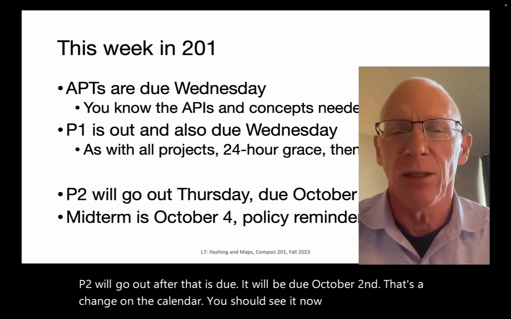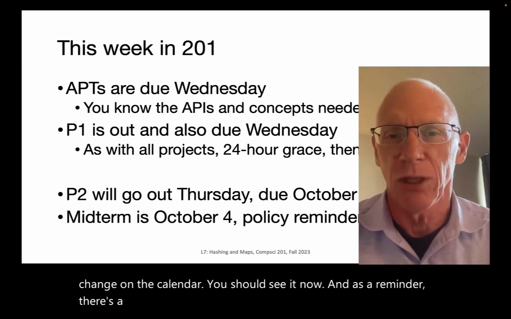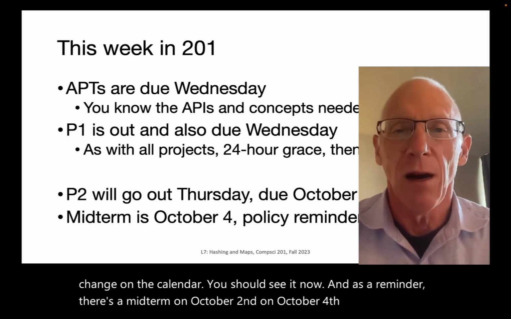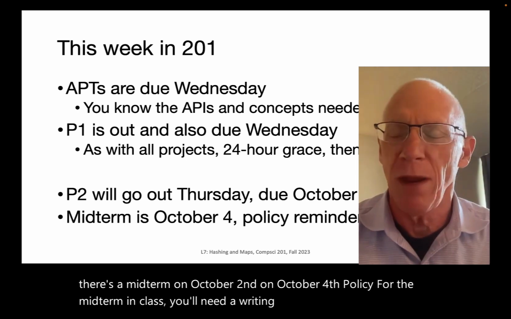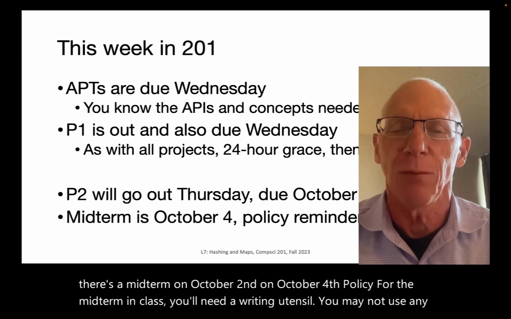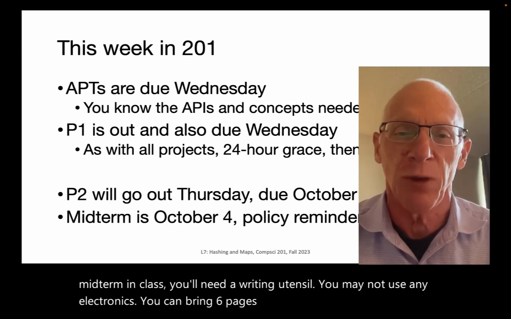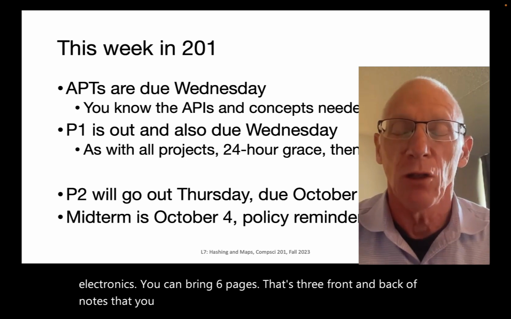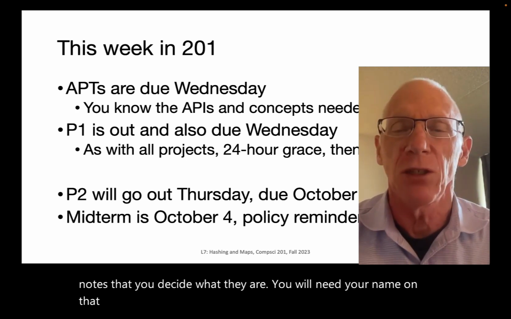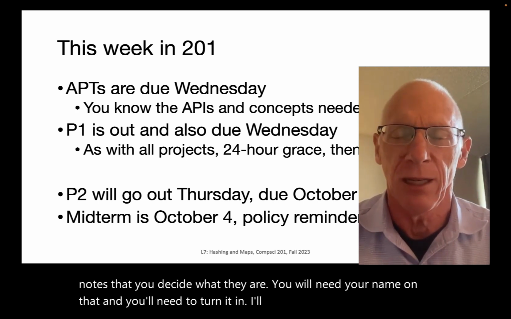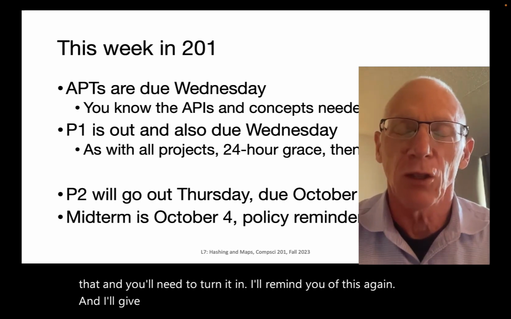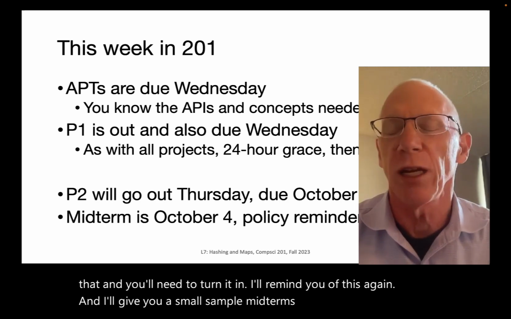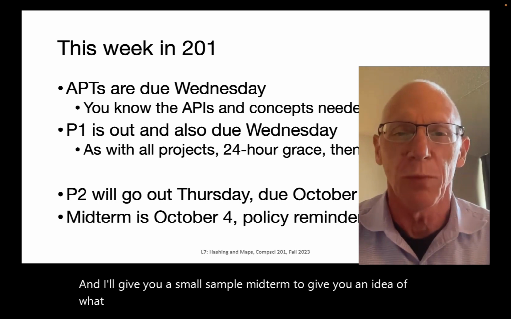And as a reminder, there's a midterm on October 4th. Policy for the midterm: in class, you'll need a writing utensil. You may not use any electronics. You can bring 6 pages, that's 3 front and back, of notes that you decide what they are. You will need your name on that, and you'll need to turn it in. I'll remind you of this again, and I'll give you a small sample midterm to give you an idea of what that midterm will be like.